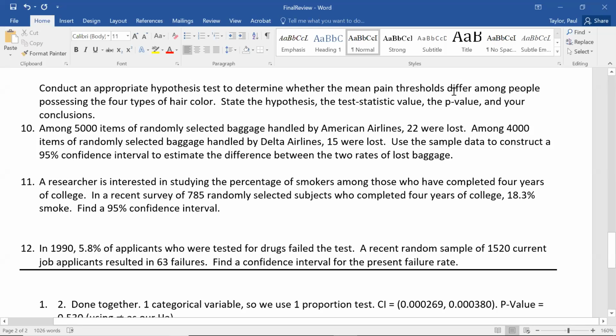Okay, so number 10. Among 5,000 randomly selected baggage items handled by American Airlines, 22 were lost. Among 4,000 handled by Delta, 15 were lost. Use a sample to construct a 95% confidence interval for the difference.